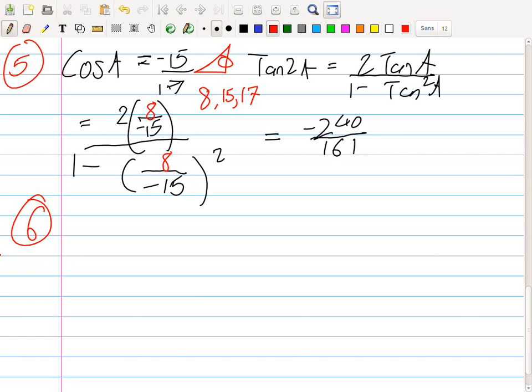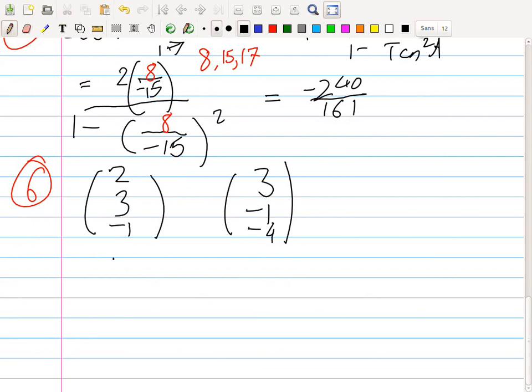Okay. 6 now. Angle between two vectors. The first vector is 2, 3, minus 1. And the second vector is 3, minus 1, minus 4. And he wants the angle between them. So what formula do I use?